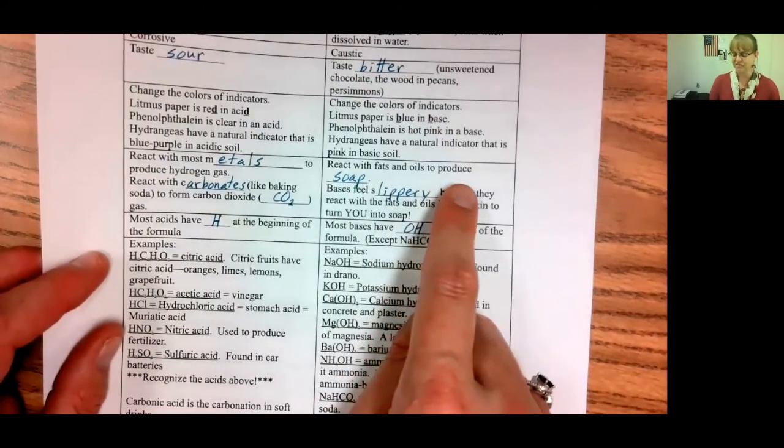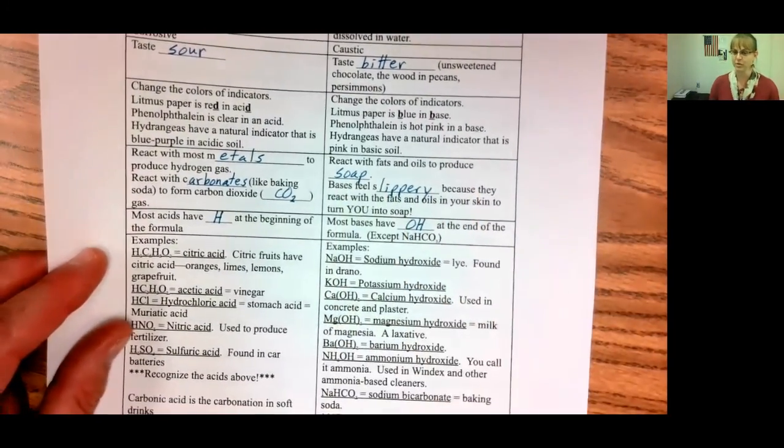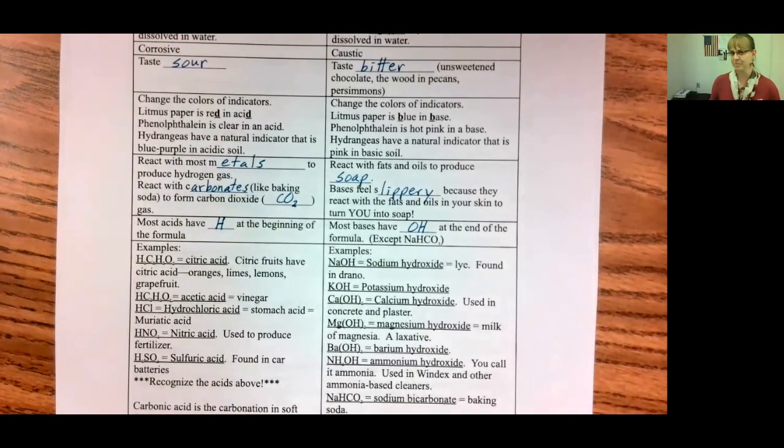Bases will react with fats and oils to produce soap. So, for example, bleach is a base. So when you wash dishes in bleach, if you've ever done that without gloves, you may notice that your hands start to feel slippery. What happens is the bleach reacts with the oils in your hands, in your skin, and it produces soap. It turns you into soap. Isn't that crazy?